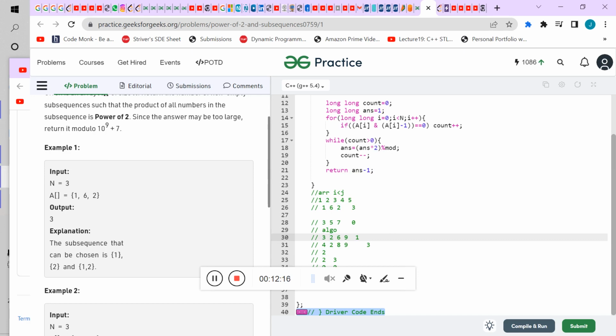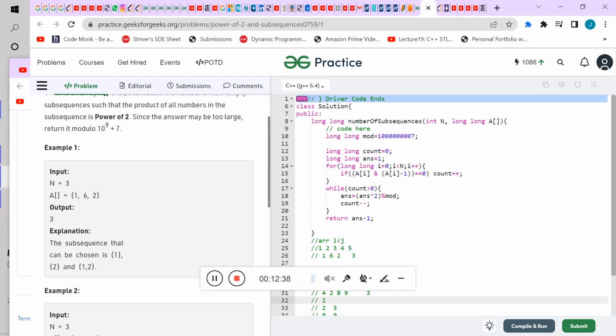So to make a subsequence of any number of elements whose product is a power of 2, all the independent elements should be a power of 2 independently, right? This is basically the question. I hope you understand the algorithm I'm trying to explain. So let me go deep into the code, and your further doubts will be solved there.